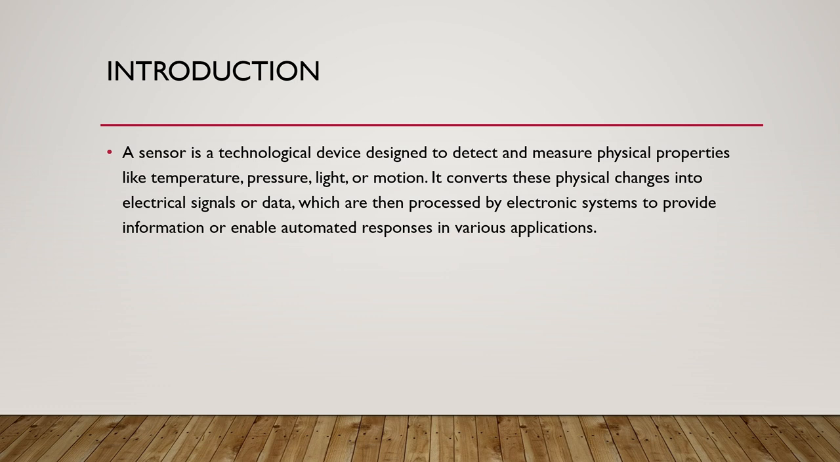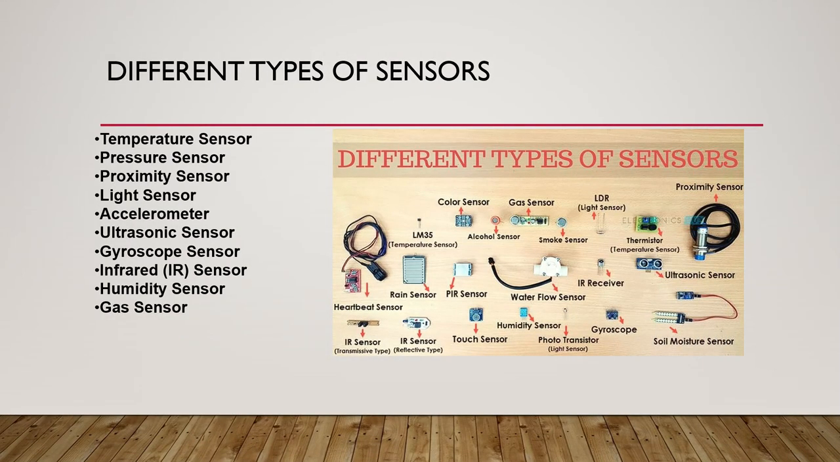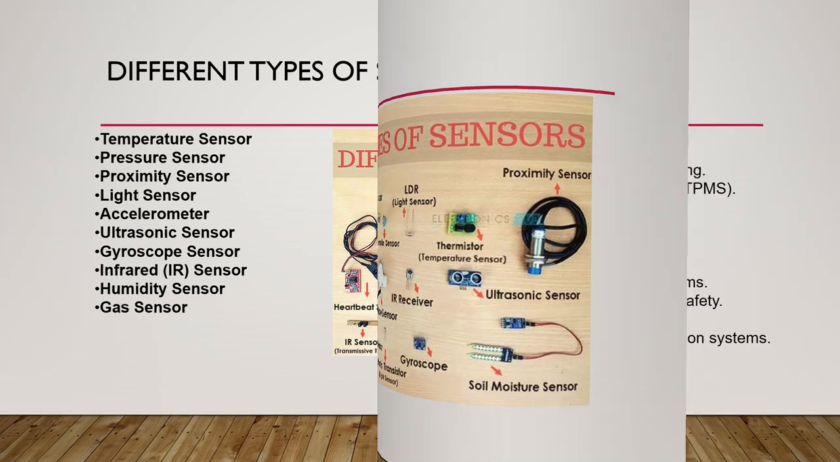In a car there are different types of sensors which are mounted on the outside of the car, and they transfer their information inside the car in terms of signals. In a car there are different types of sensors like temperature sensors, pressure sensors, proximity sensors, light sensors, accelerometer sensors, ultrasonic sensors, gyroscope sensors, infrared sensors, humidity sensors, and gas sensors. We will see the information one by one.